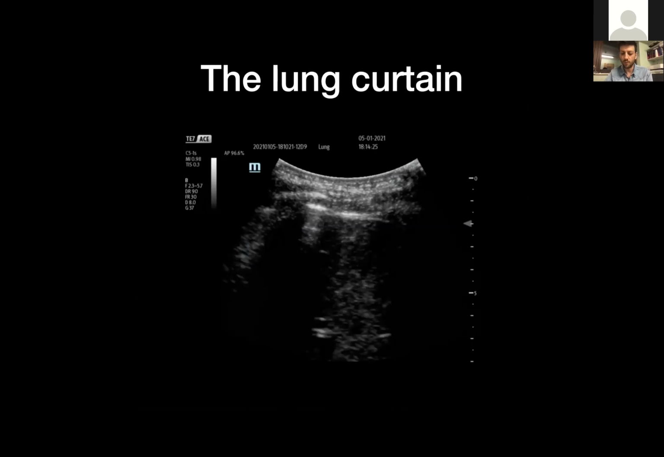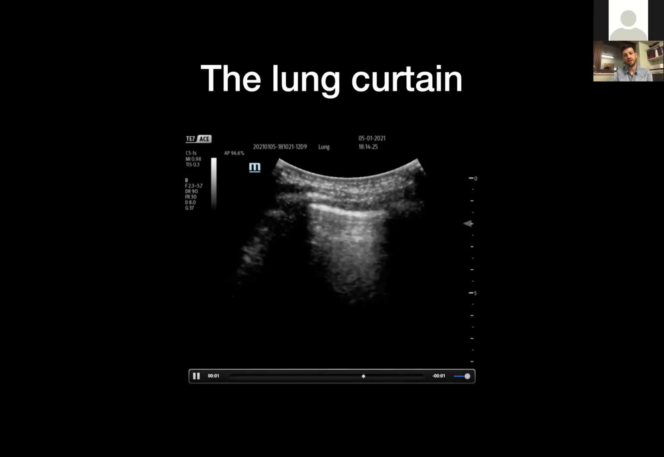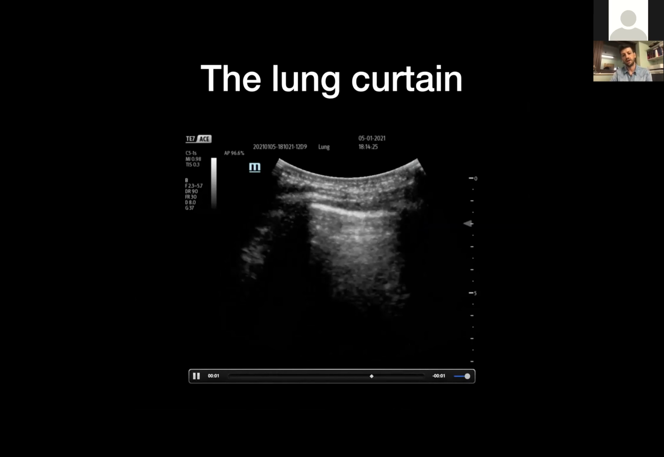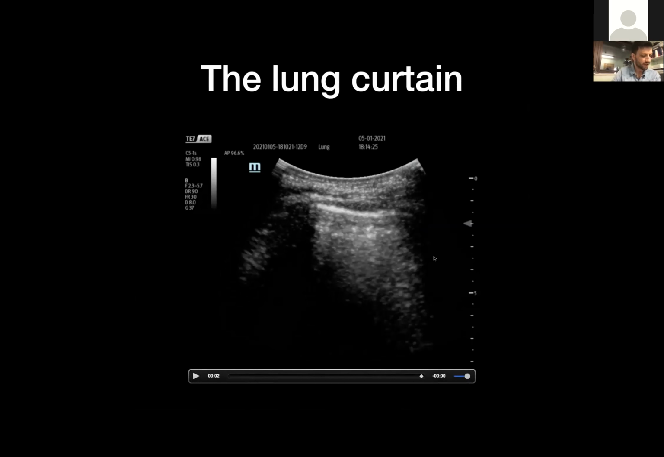Posteriorly, we'll see the lung curtain. This is, again, part of the normal lung appearance. As we get down to the diaphragm, you'll see normal lung coming in over the liver, and that's the lung curtain. If you can see a lung curtain, it means that you don't have a pleural effusion.